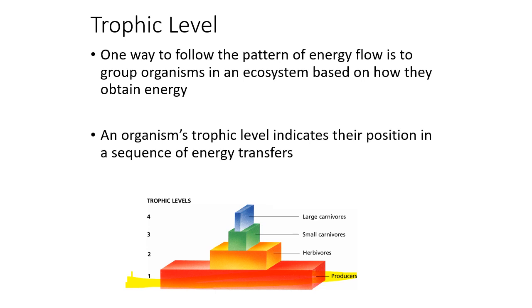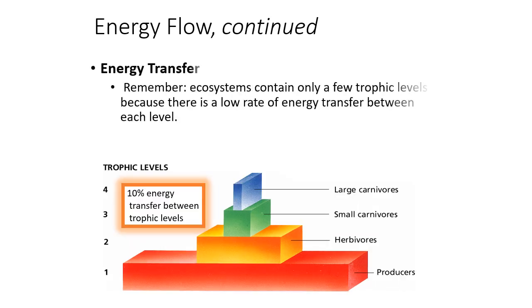An organism's trophic level indicates their position in a sequence of energy transfers. A large carnivore is going to be like the fourth in the trophic level. It needs to eat something that ate a producer. Ecosystems contain only a few trophic levels because if we have something that eats a large carnivore, it's going to get so low of an energy rate that it's going to need to eat something else that's much more nutritious, and that's going to give it much more energy. 10% of transfer.